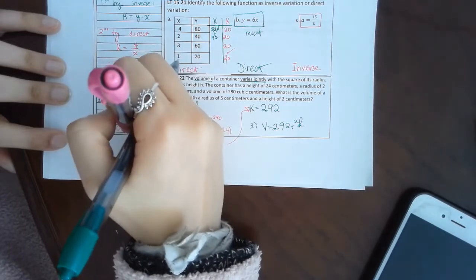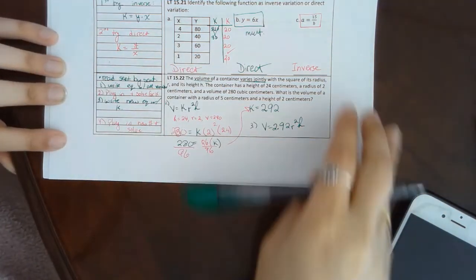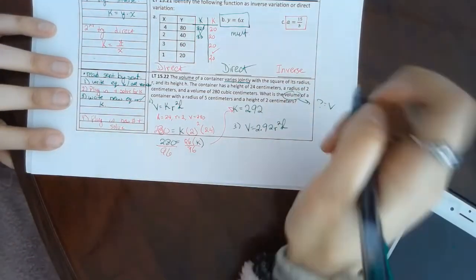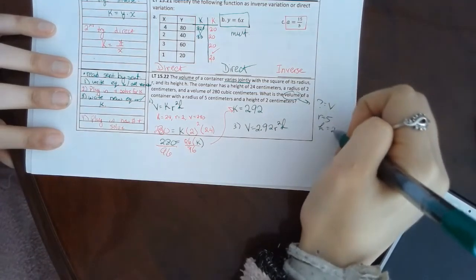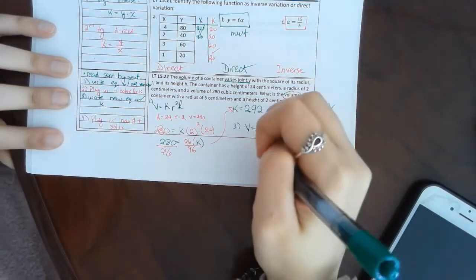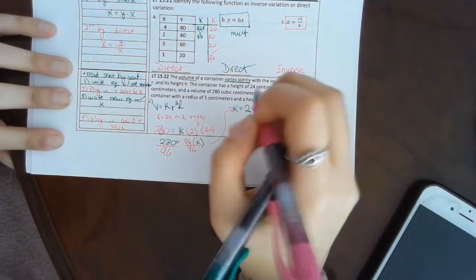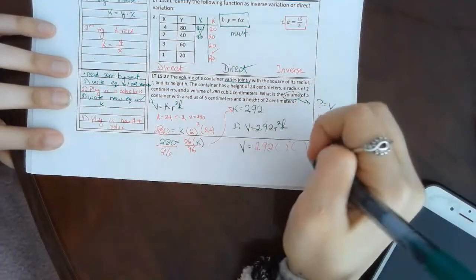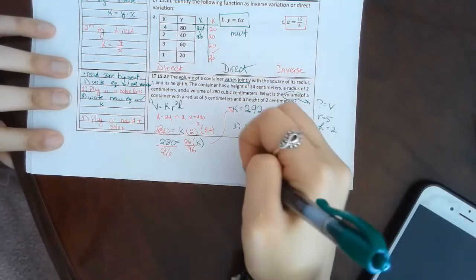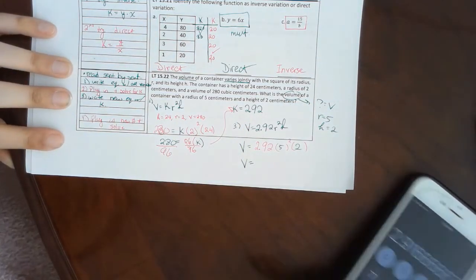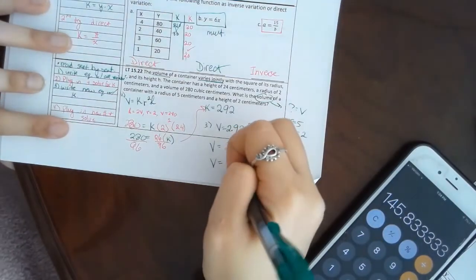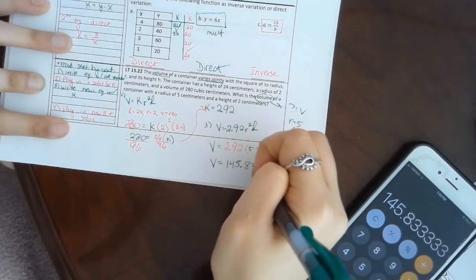In this case, they ask what is the volume? So we don't know the volume, when the radius is 5 and the height is 2. I'm going to plug those in. We know K is 2.92. We square our R, which is 5, and a height of 2. So again, take out the calculator, do 2.92 times 5 times 5 is 25, times 2. We get about 145.83 centimeters cubed, because we don't forget our units.